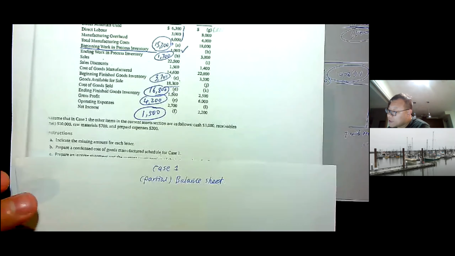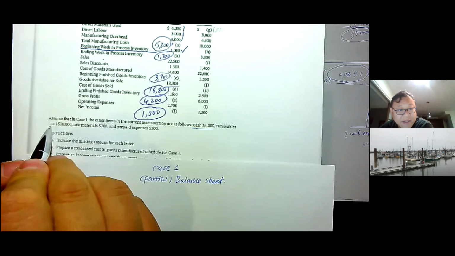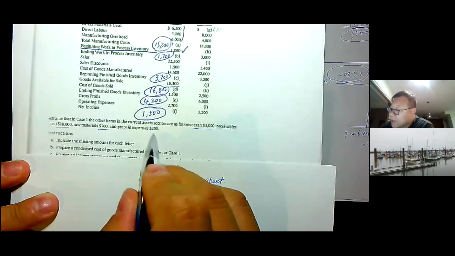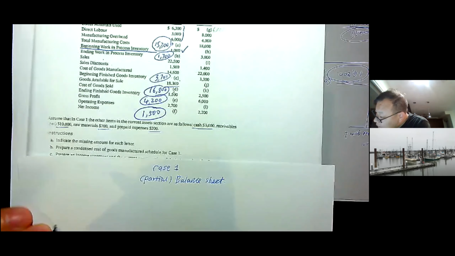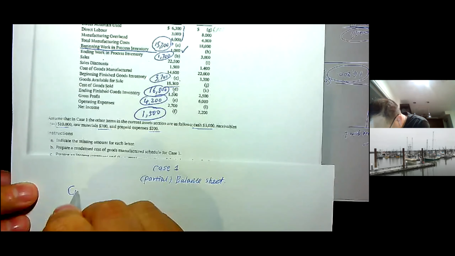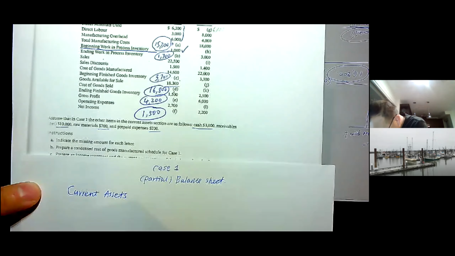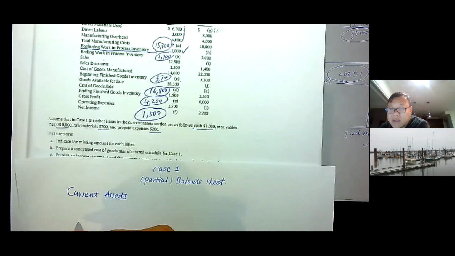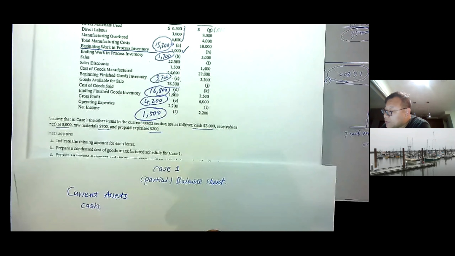So we were provided with information. Cash 3,000. Receivables, this is net receivables, 10,000. Raw materials 700. Prepaid expenses 200. Okay, so the first thing you have to write is the header, current assets, right? You have to write that. And you're going to list these items in the order of the most liquidity, right? So the first one will be cash.